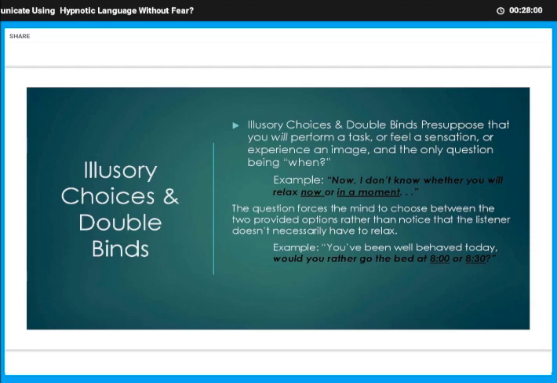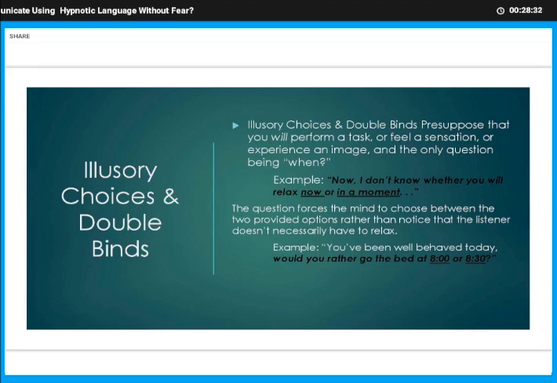The choice really, you don't have to relax. No one has to relax. You don't have to do that portion, but I'm presupposing that you will relax. Now I'm giving you the illusory choice of whether it will be right now or in just a moment. And all we do is make sure that we're focusing on that choice being something that we don't care when it happens. We just care that the outcome is what we want it to be, which is that the person will relax.